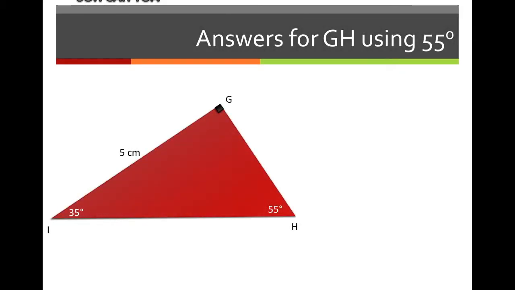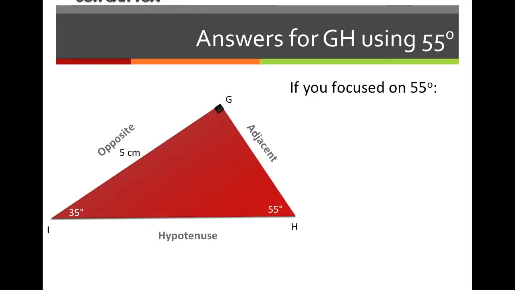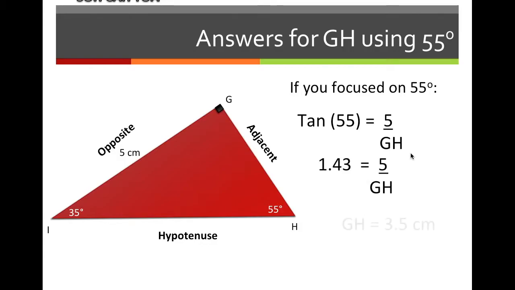If you decided that you were going to use the 55-degree angle, this is how you would label your sides, and you would use TOA, but in this case, you have that the tan of 55 is equal to opposite, which is 5, over the adjacent, which is GH. So if you're using the fish method, you would do 5 times 1 divided by the tan of 55. In the end, you get the same answer, which is 3.5 centimeters. And you'll notice that for neither of these answers, I used the 90-degree angle.